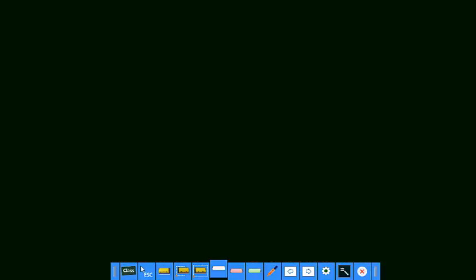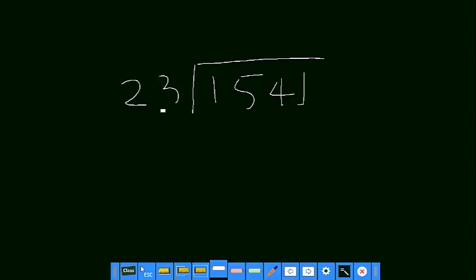Okay, let's divide 1541 by 23. All right, so the first thing you have to do is to find out how many times 23 goes into 154. And of course, if we try to make a good approximation to that, it's going to be, let's say, 7. All right, so that's the first guess.